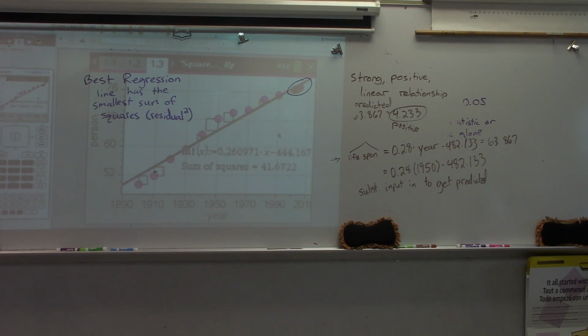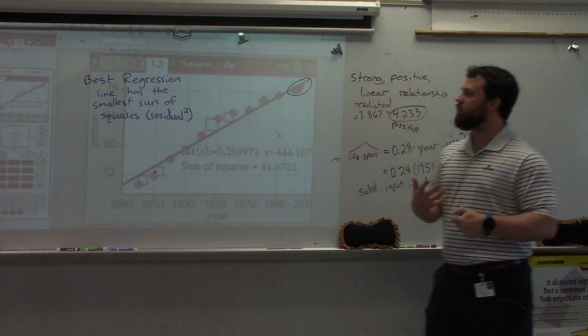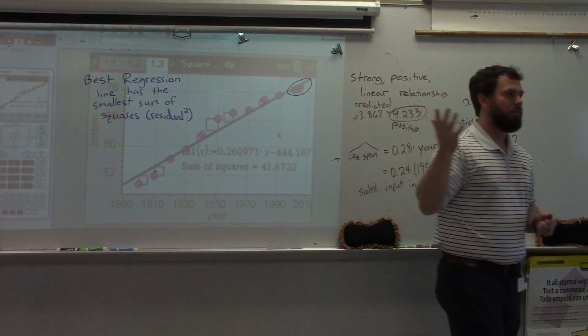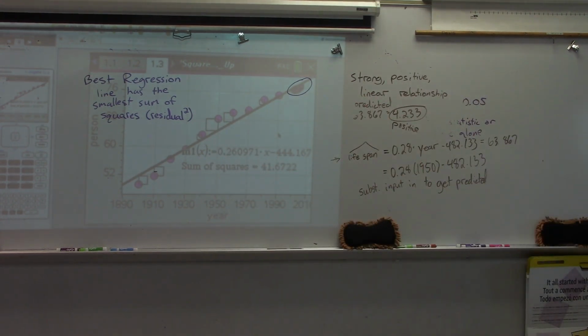In general, to have the smallest sum of squares, how many of your data points do you think need to be above the line and how many below? What about an equal amount? It needs to be half and half, right? So keep that in mind. To have the best sum of squares, it needs to be split in half roughly. Does that make sense? So we don't need to sweat all the other questions. That's the biggest thing. We need to make sure that we have that idea: the best regression line has the smallest sum of squares.